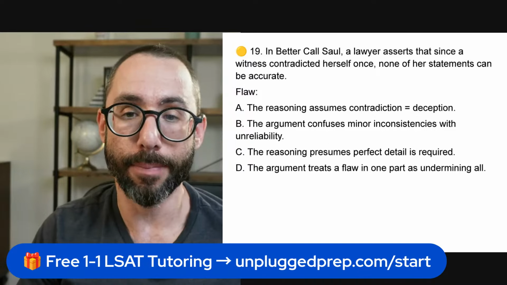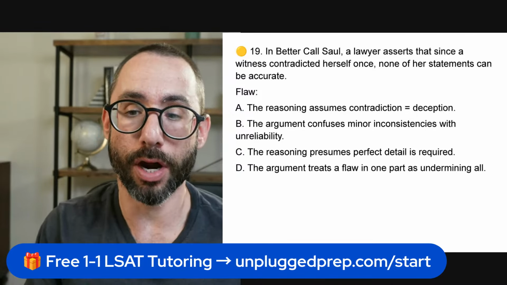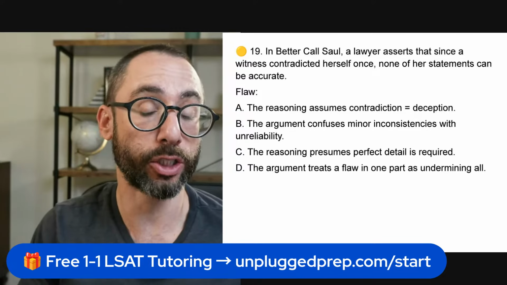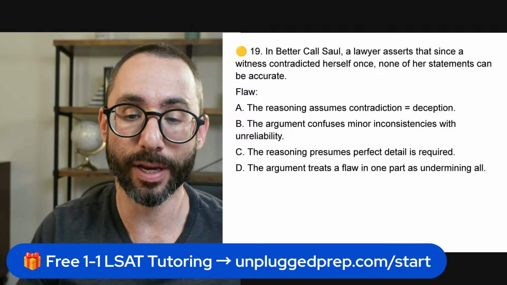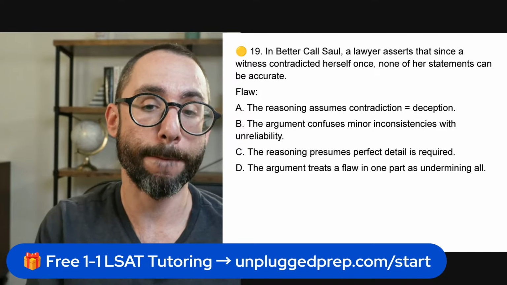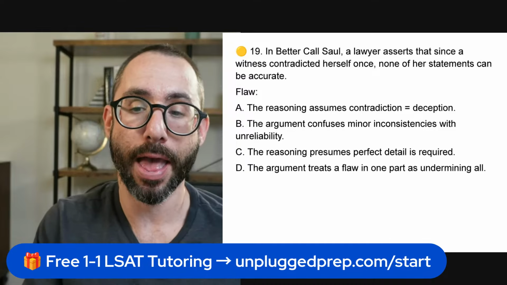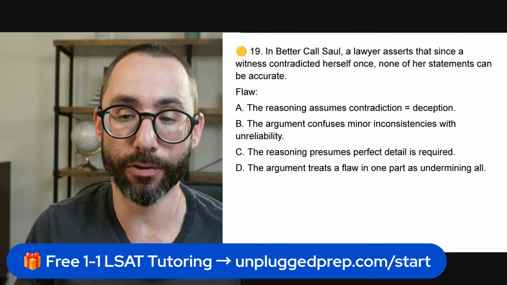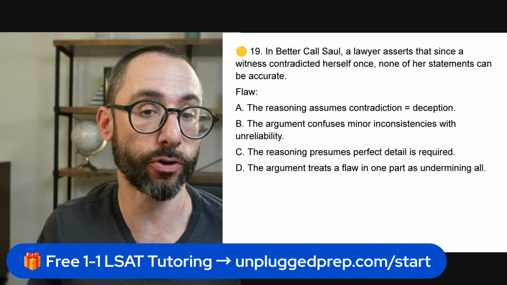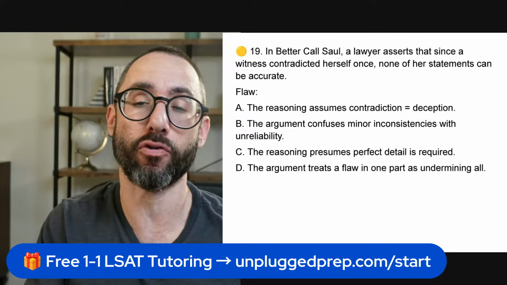Number 19, in Better Call Saul, a lawyer asserts that since a witness contradicted herself once, none of her statements can be accurate. What's the flaw? A, the reasoning assumes contradiction equals deception. B, the argument confuses minor inconsistencies with unreliability. C, the reasoning presumes perfect detail is required. Or D, the argument treats a flaw in one part as undermining all. When you have your answer, please drop it in the chat, A, B, C, or D. If you're not sure, just drop a question mark, but do commit to an answer. And pre-phrase, predict if you can. It makes things so much easier.